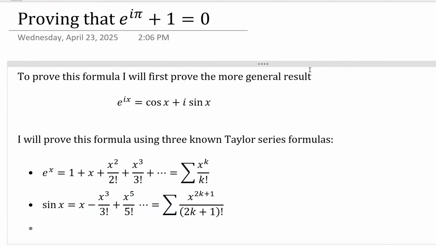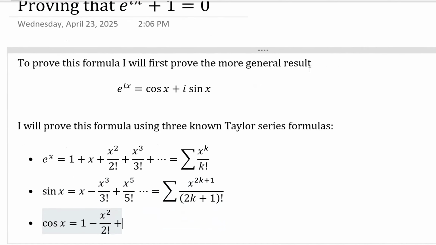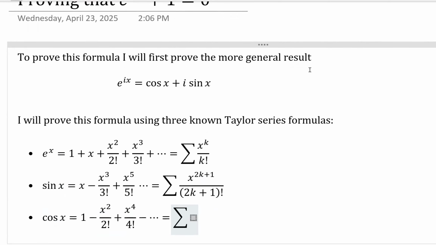Finally, we're going to need the cosine series. So cos x is only even powers of x. So x to the 0, minus x squared over 2 factorial, plus x to the fourth over 4 factorial, etc. So that could also be written more compactly as the sum of negative 1 to the k times x to the 2k over 2k factorial.